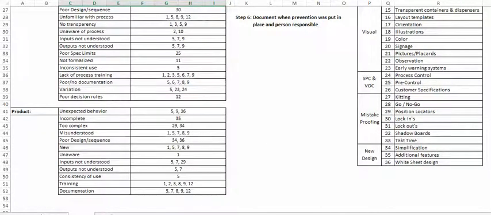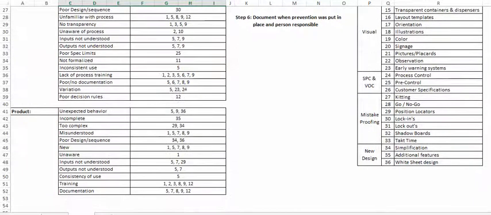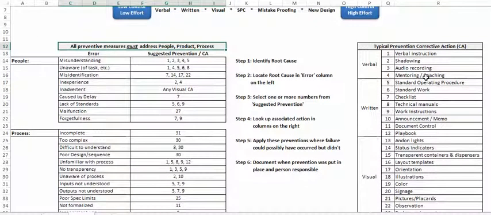The errors that are listed here are the most common you're going to come across, but as you identify new ones, you can always add to this list. Just be sure to identify the new or additional error, whether it is people, product, or process related, and then what the corrective action is to prevent that from happening in the future.